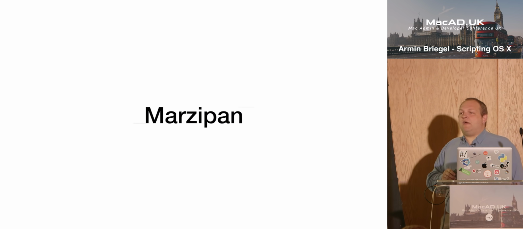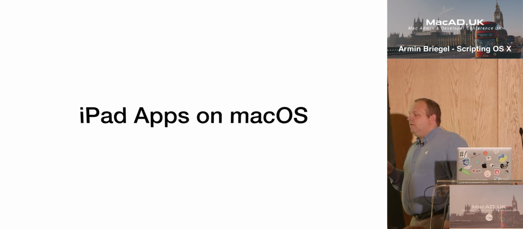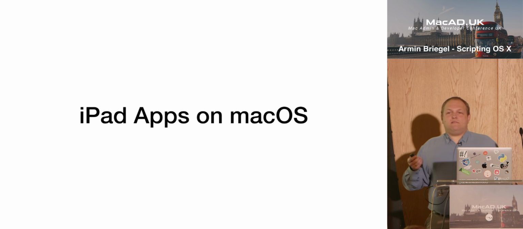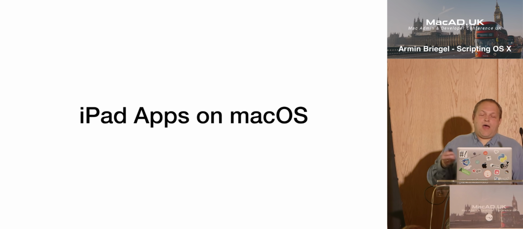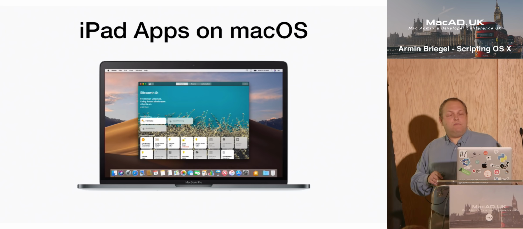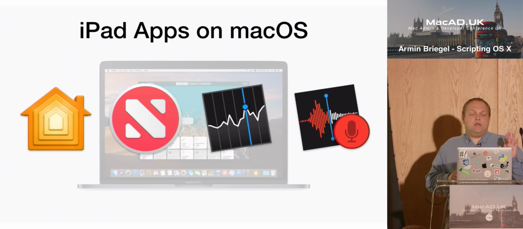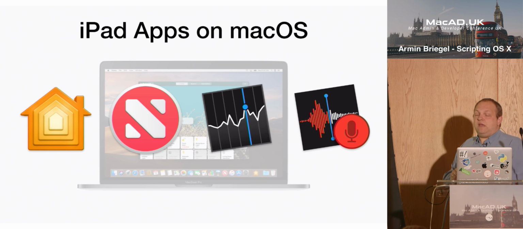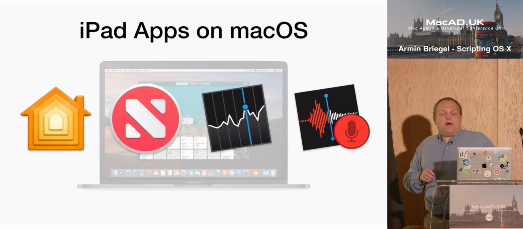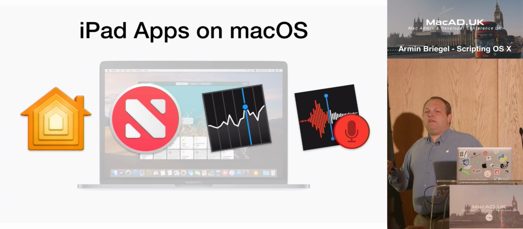At Developers Conference, Apple introduced something called, well, they don't call it Marzipan, everybody else does. It seems to be the internal code name. iPad apps on macOS. In Mojave, we got 4 of them. They're Apple only. It's a private framework for now. It will be opened up with 10.15. How will that affect us?